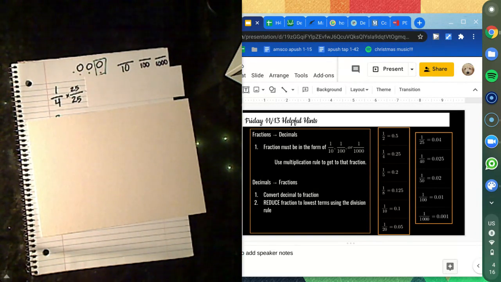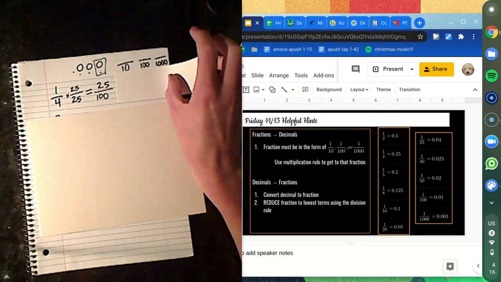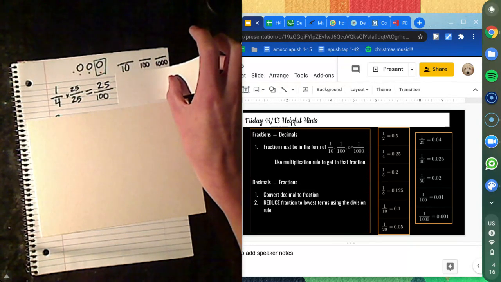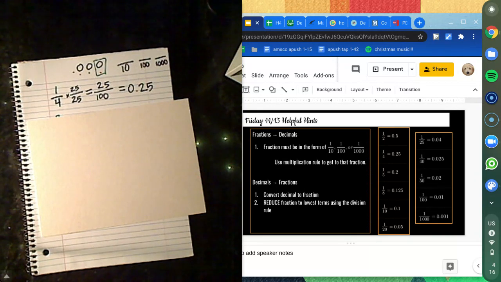The reason we can do this is because 25 25ths is 1. So it's like multiplying by a smart version of 1. Okay. When you multiply that out, you'll get 25 100ths. And when you convert, that'll be 0.25. All right, very good.